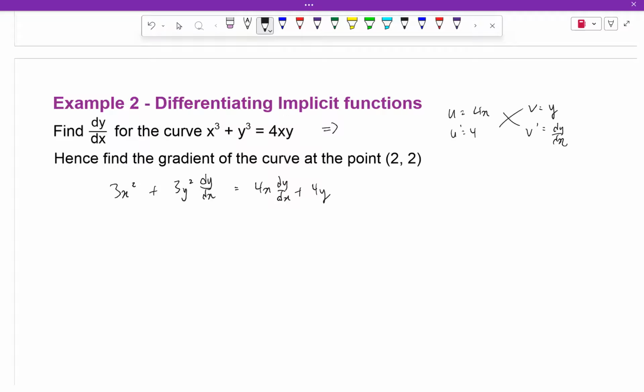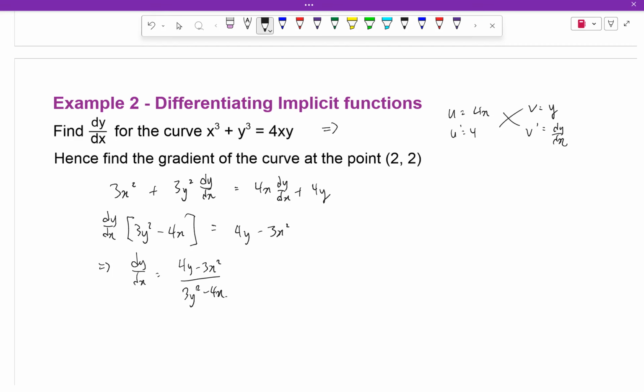Now, it's asking us to find dy dx, isn't it? So that means we have to factorize our dy dx. Let's move things around. We get this, and then we factorize dy dx, which is the same as 4y minus 3x squared. So our final answer, dy dx, is 4y minus 3x squared over 3y squared minus 4x.